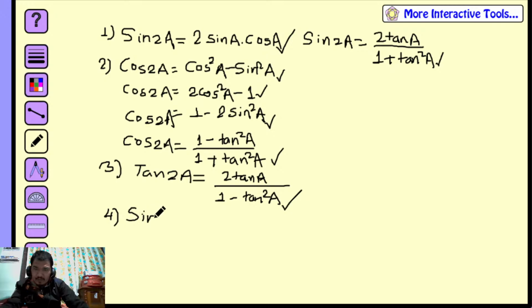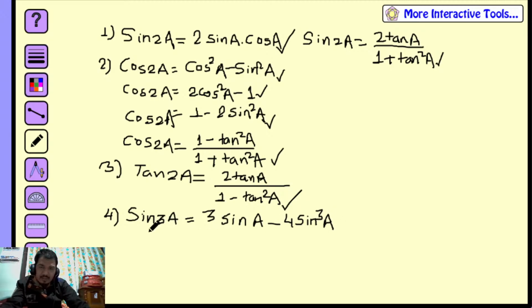Right here, sine 3a. While using the formula of sine 3a, we have to use 3 sine a minus 4 sine cube a. This is the formula of sine 3a in terms of sine a.